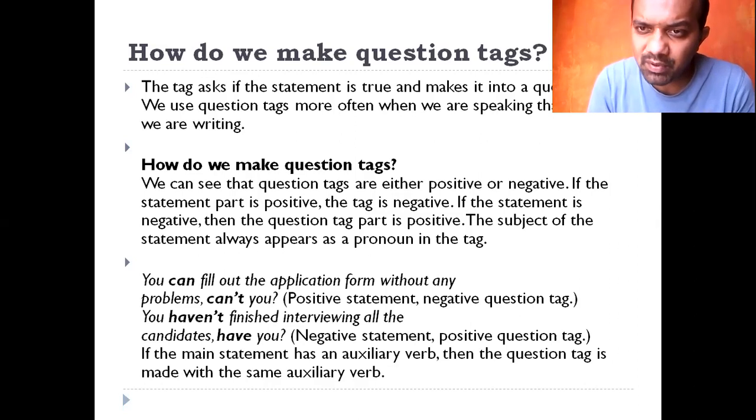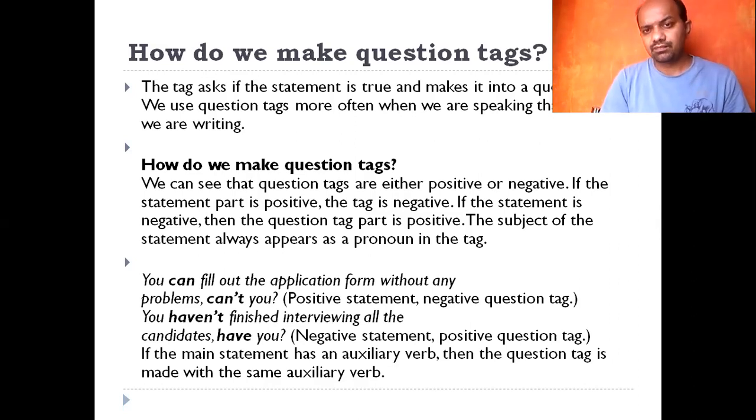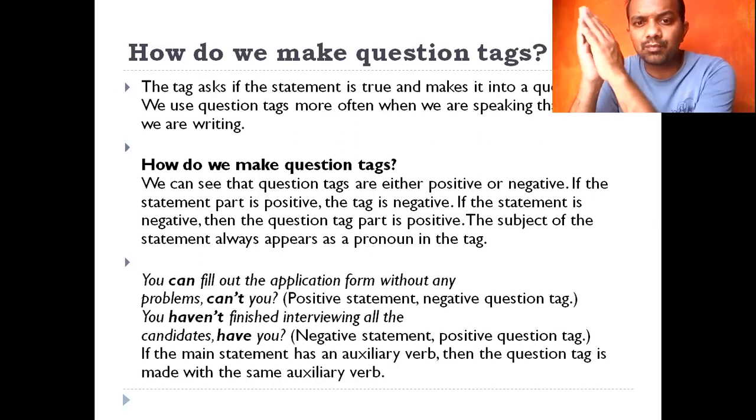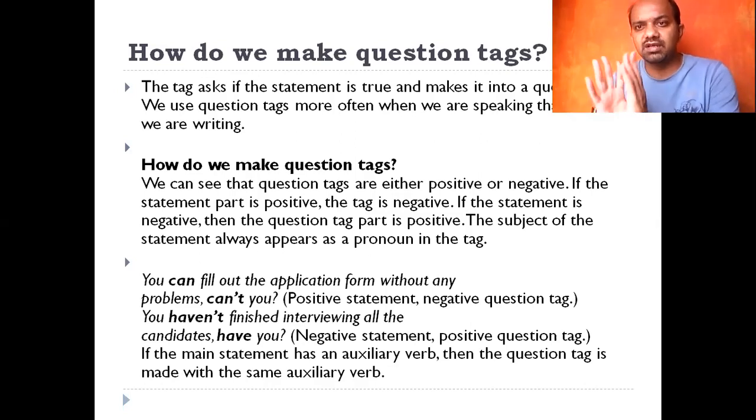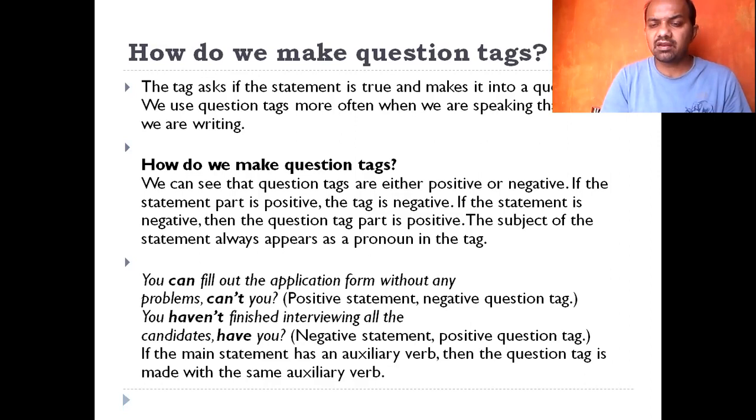Another thing you need to remember here is the subject. The subject of the statement always appears in the form of a pronoun in the question tag. Suppose Ramesh is there, then in a question tag, you have to substitute that with the pronoun he. Just like that. So, if the statement is positive, the question tag is negative. If the statement is negative, the question tag is positive.